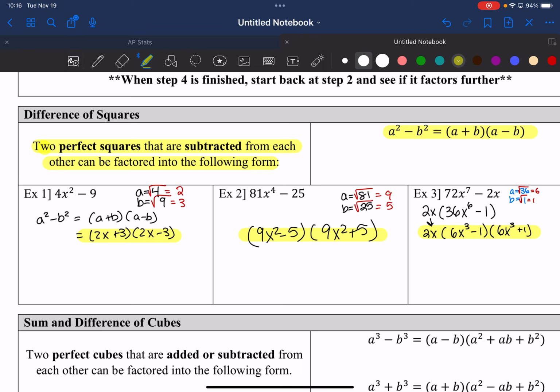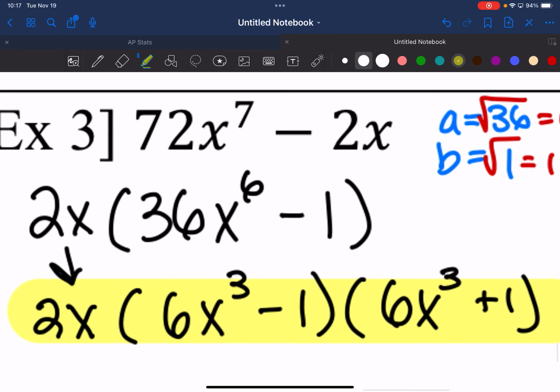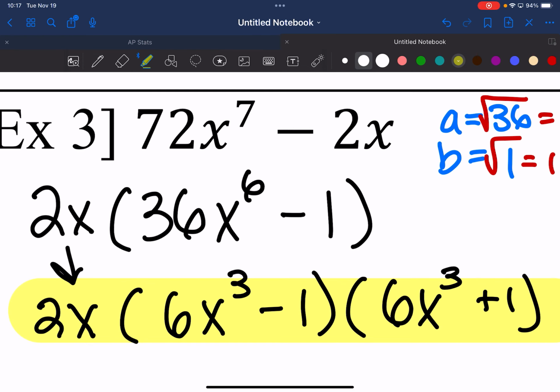Why is it x cubed? Because we had x to the 6 in the middle here, and in order for us to split it between 2 factors, they have to get the same amount. So we divide it by 2. We did the same thing to x to the 4th. We gave each one x squared.